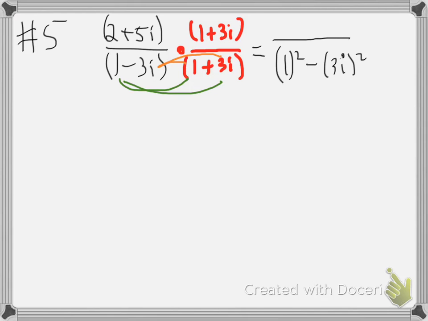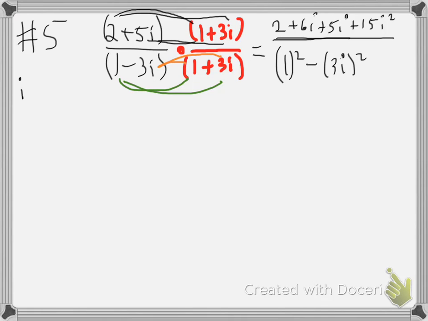Okay, and the top I do need to do FOIL. So I'm going to go 2 times 1 is 2. I'm going to go 2 times 3i is 6i. I'm going to go 5i times 1 is 5i. And then I'm going to go 5i times 3i, and that's 15i squared. Okay. So I've got that there. I'm going to have to combine like terms. Now remember, there's a couple things to remember. i squared is equal to negative 1 by definition. Okay, so let's keep working at it.